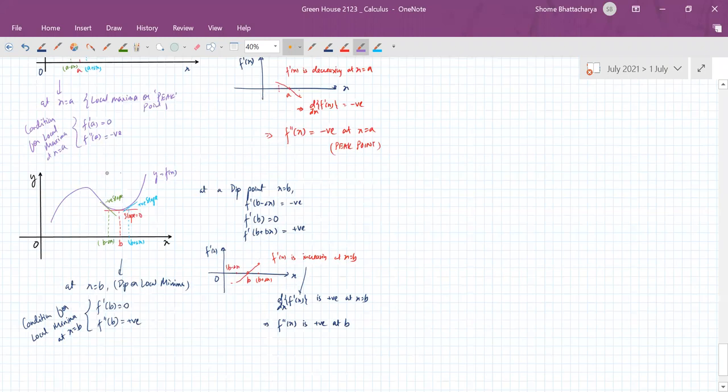Okay, so now you can compare the two and see the difference in the condition for maxima and condition for minima. The fact that derivative is zero is a common condition for both types of points. And that is why we call all such points together as critical points. But at the peak type of points, the second derivative is negative, whereas at the dip kind of points, the second derivative is positive.